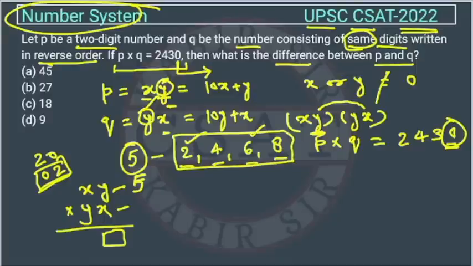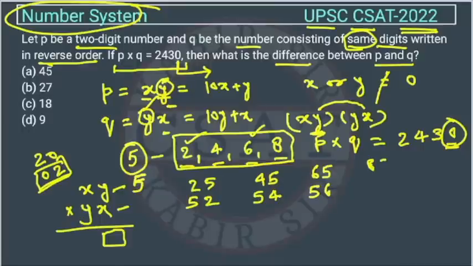So see, there are so many methods, but in the exam we have very little time. So how can we do it smartly? Let x be 2, 4, 6, 8. How many numbers can we create? Suppose x is 2, then the number will be 25 or 52. If x is 4, the number will be 45 or 54. If x is 6, this will be 65 and 56. If x is 8, this will be 85 and 58. So these 4 possibilities are there, because one is p and the other is q.